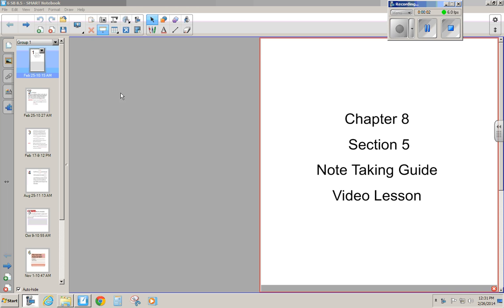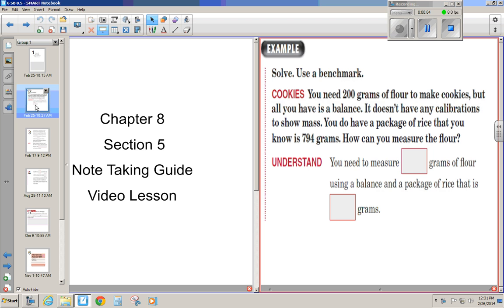Welcome to Chapter 8, Section 5. It's a problem-solving investigation. So, solve using benchmarks.